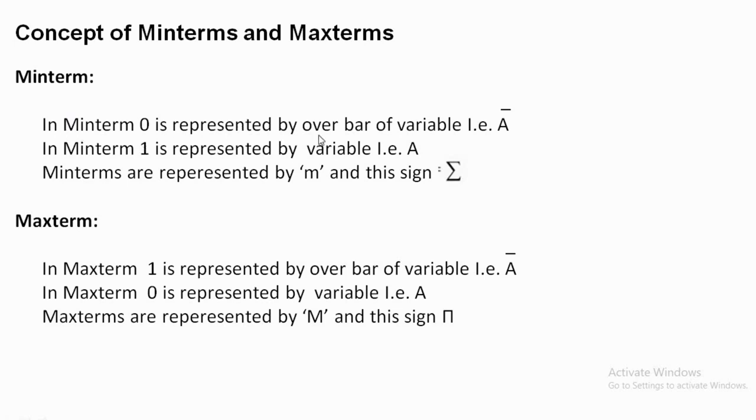In min terms, 0 is represented by the over bar of the variable, that means a bar, and 1 is represented by the variable a. Min terms are represented by small m and the sign sigma, or we can say summation. In max terms, it is exactly opposite: 1 is represented by the over bar and 0 is represented by a. That means min terms and max terms are opposite to each other. Max terms are represented by capital M and this sign pi.